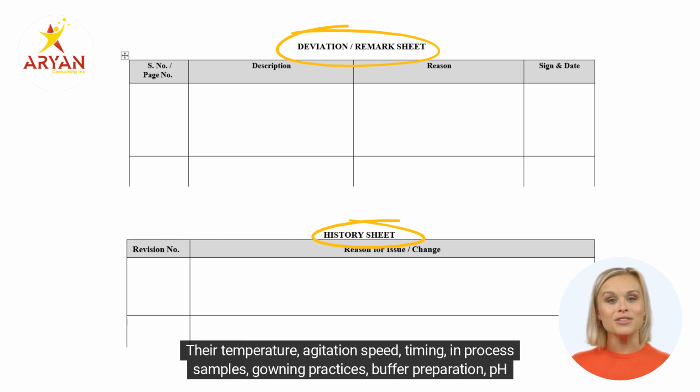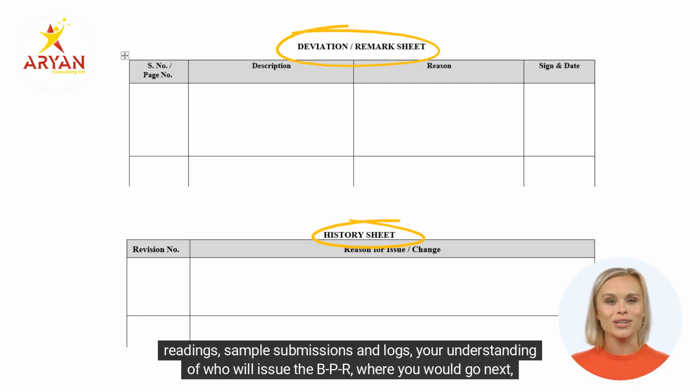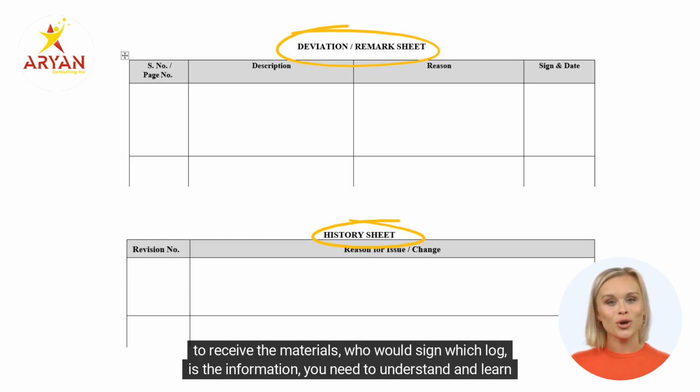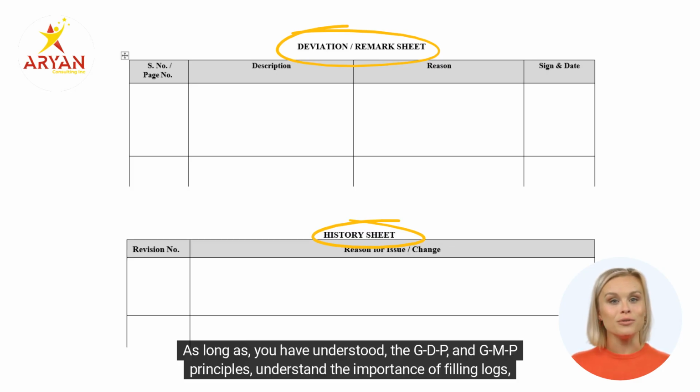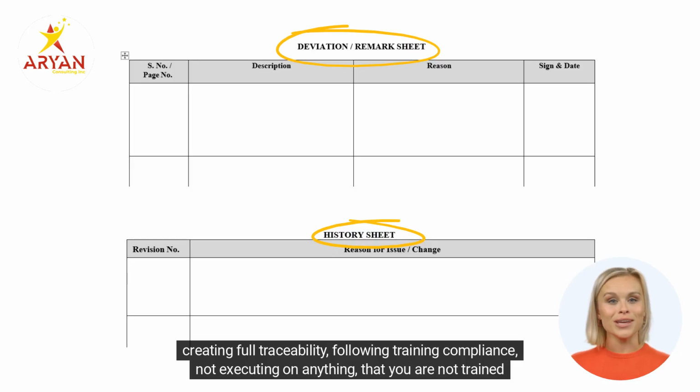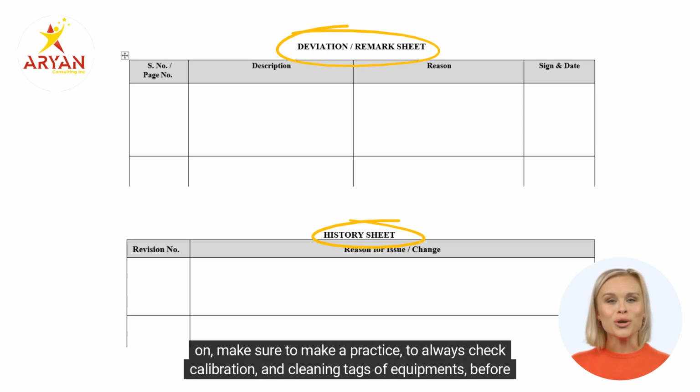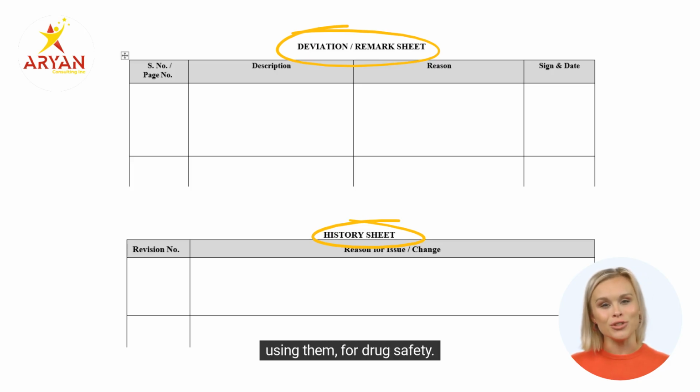Their temperature, agitation speed, timing, in-process samples, gowning practices, buffer preparation, pH readings, sample submissions and logs, your understanding of who will issue the BPR, where you would go next to receive the materials, who would sign which log, is the information you need to understand and learn to become a great technician. As long as you have understood the GDP and GMP principles, understand the importance of filling logs, creating full traceability, following training compliance, not executing on anything that you are not trained on, make a practice to always check calibration and cleaning tags of equipment before using them for drug safety.